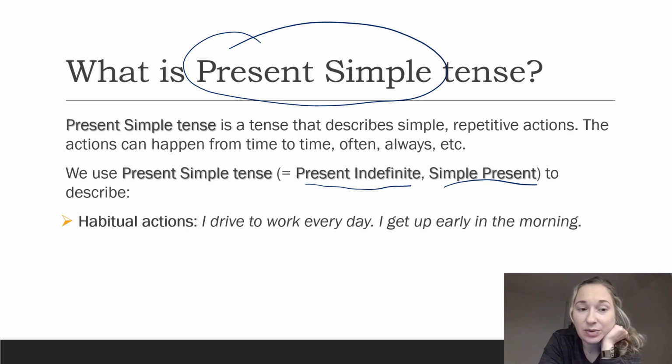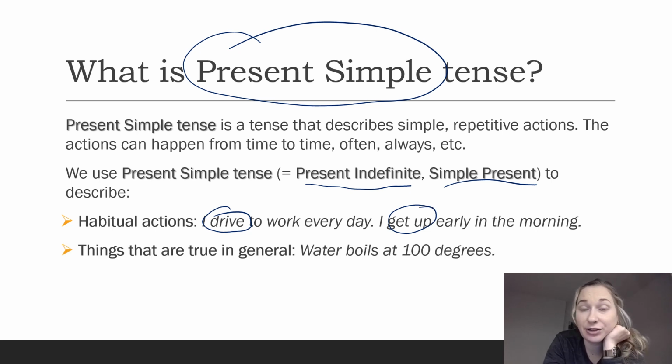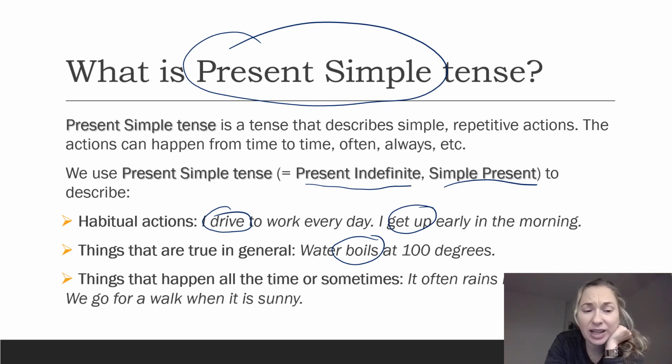So we use present simple tense to describe habitual actions. I drive to work every day. I get up early in the morning. Things that are true in general. Water boils at 100 degrees, and things that happen all the time or from time to time. Things that happen all the time in Germany would be it rains very often, or we go for a walk when it is sunny.